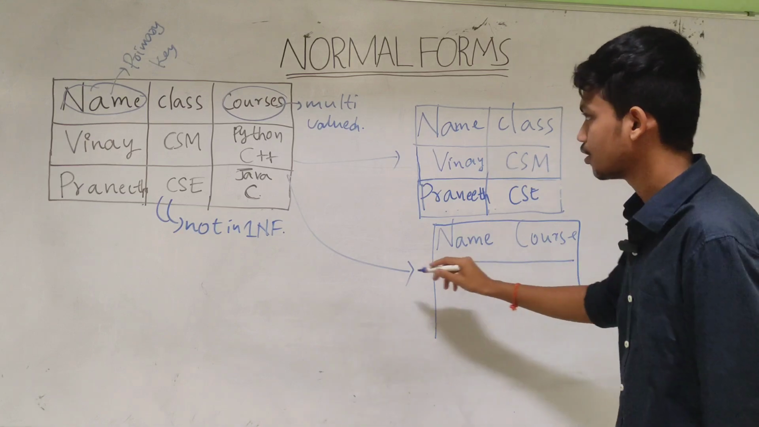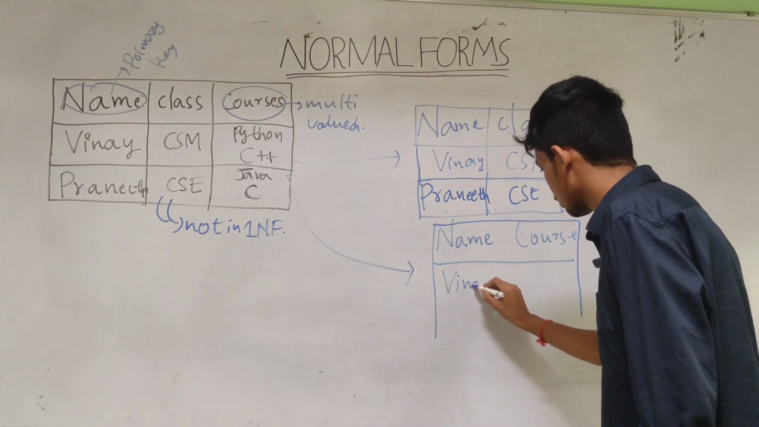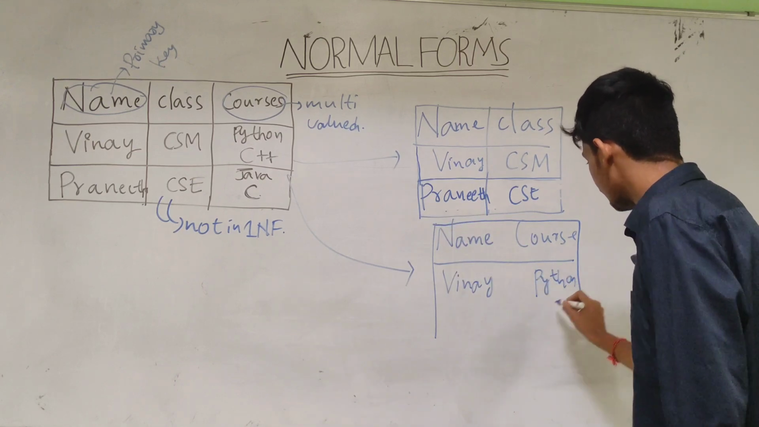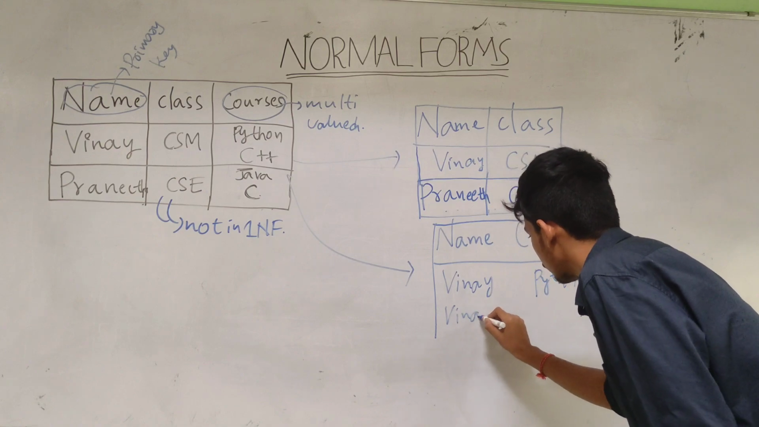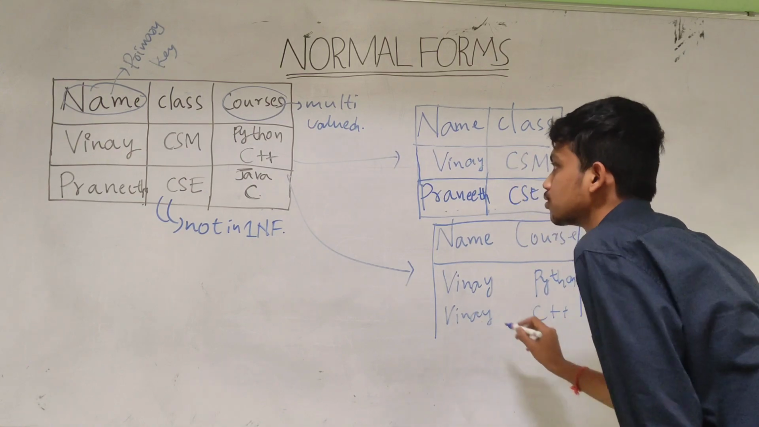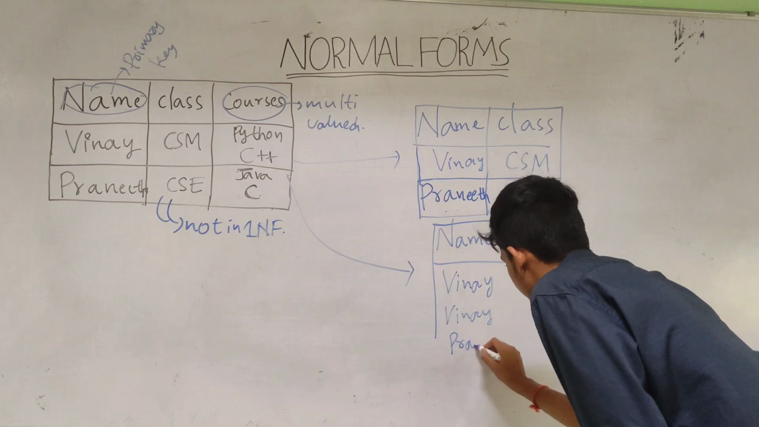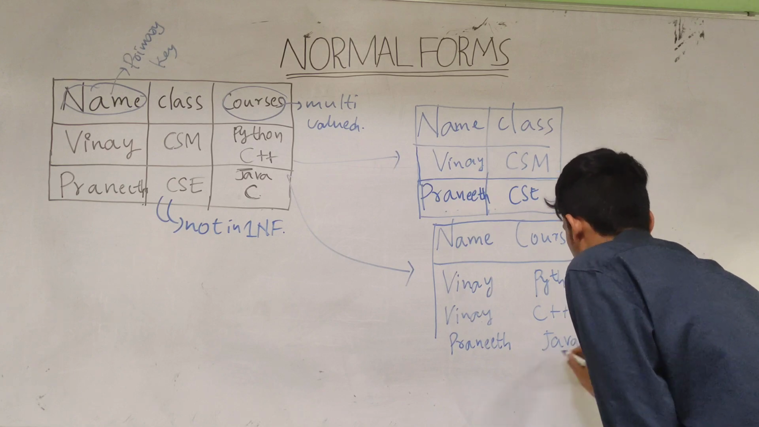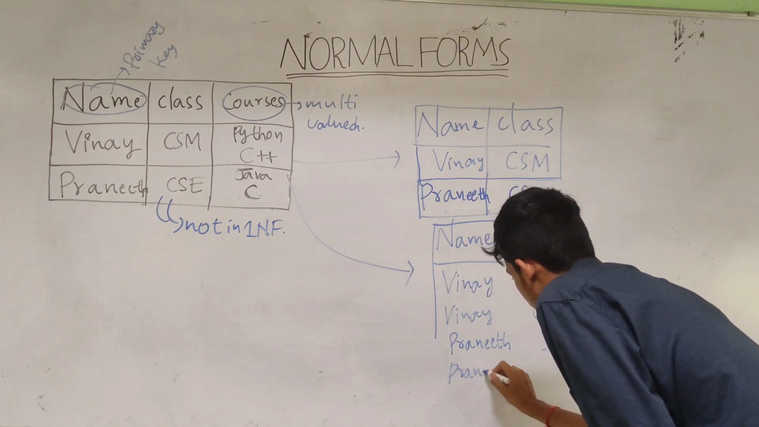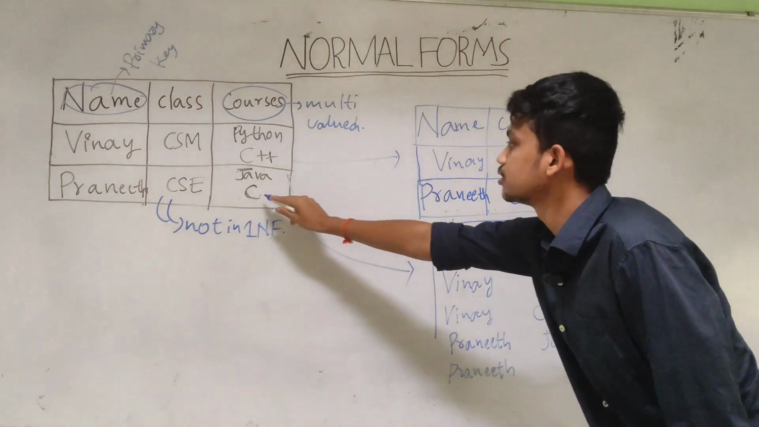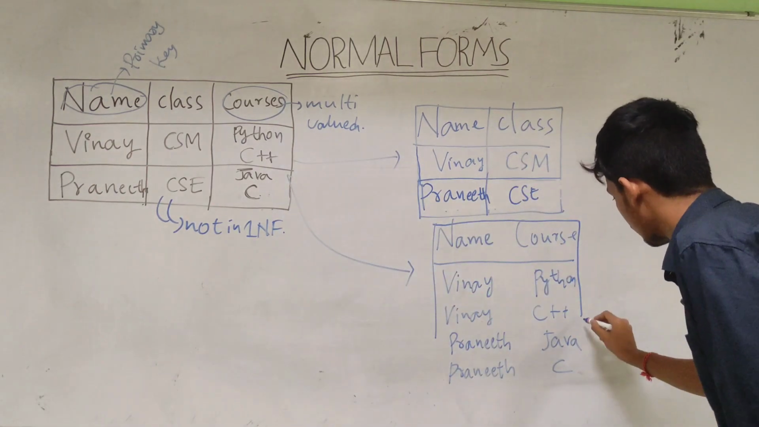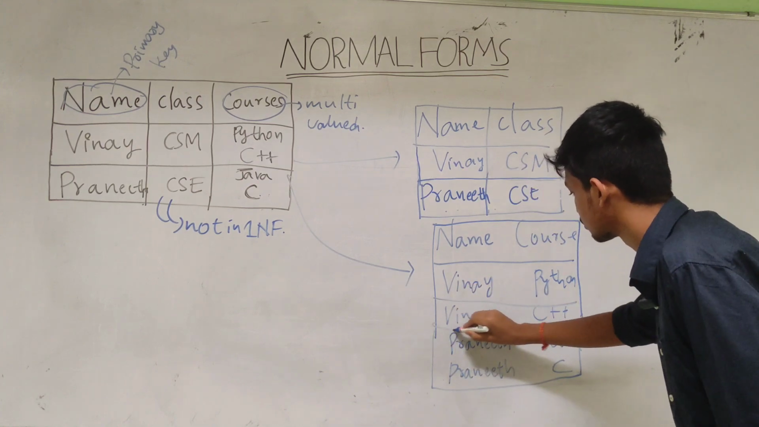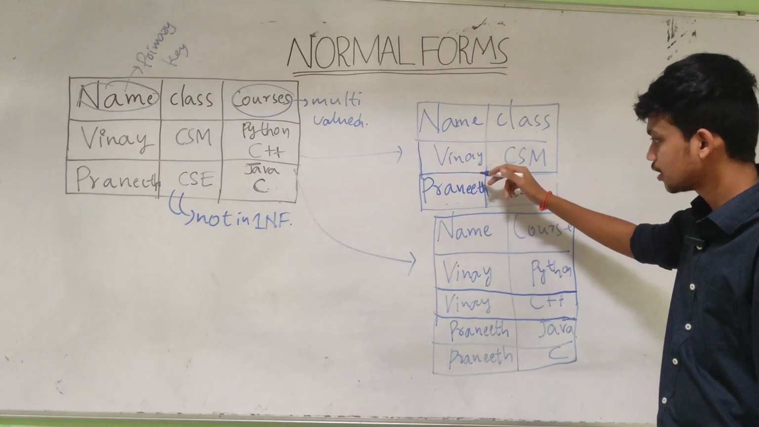In this one, we write Vinay: Vinay took the Python course, and Vinay took C++ also. Pranit took Java, and Pranit took C also, so I am writing C here. You can observe it, now I have written it like this. So this is the table. We got two tables here now.